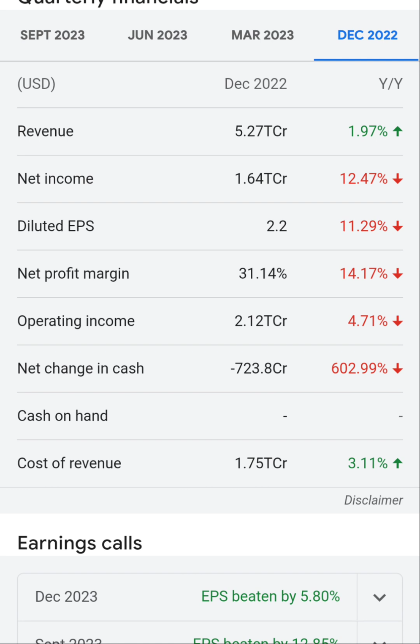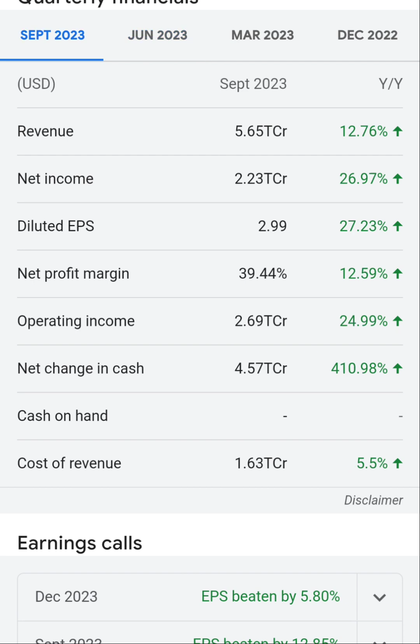In the December 2022 quarter, the revenue increased by almost 1.97%, in the March quarter the revenue increased by 7.08%, in the June quarter it increased by almost 8%, while in this quarter, that is the September 2023 quarter, the revenue increased by 12%. So first it increased by 1%, then 7, then 8, and then 12. So it is constantly in a growth position.